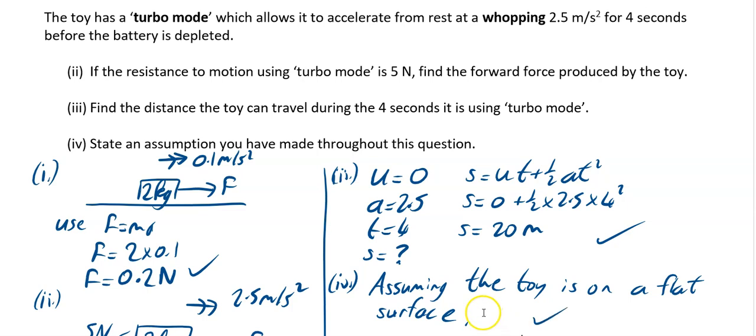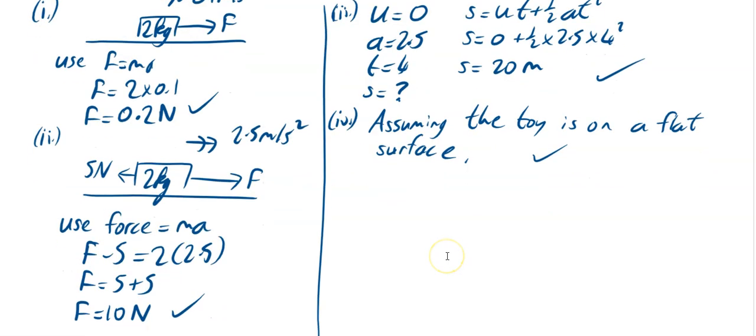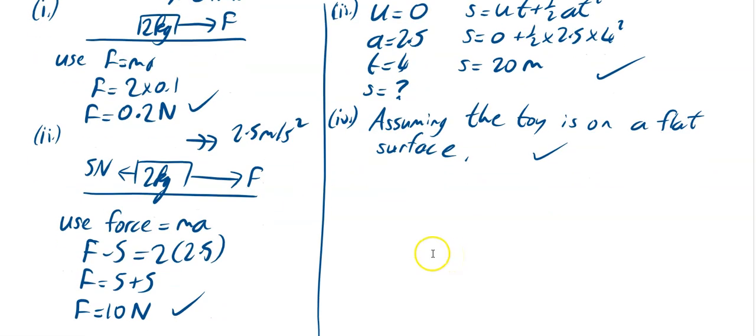Okay, so that's that example done. Assuming the toy is on a flat surface was the assumption we did, but you could have had loads of other ones. Anything sort of plausible, really, if you put it down in an exam, they're going to give you the mark for it.